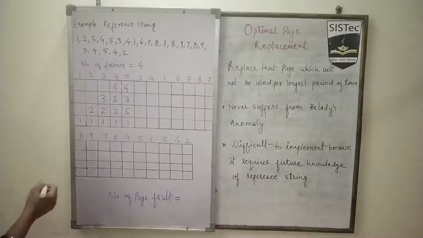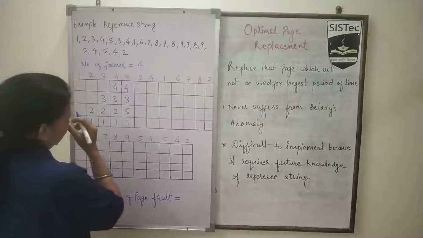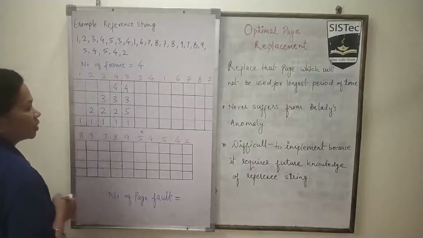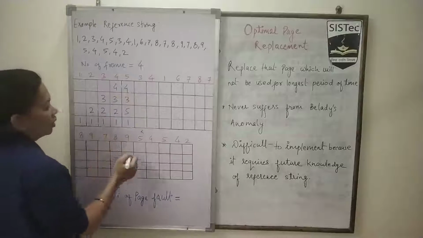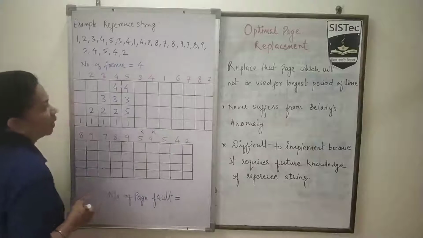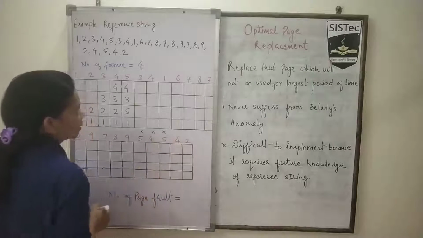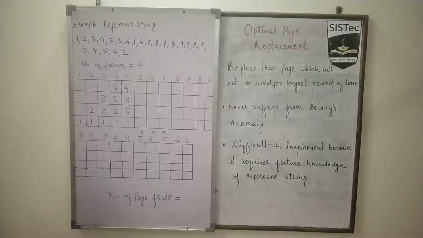Okay. Now the next request is 3. 3 is already in the frame, no need to replace. Next request is 4, that is also in the frame, no need to replace. Next request is 1, that is also in the frame, no need to replace. Now next request is 6.